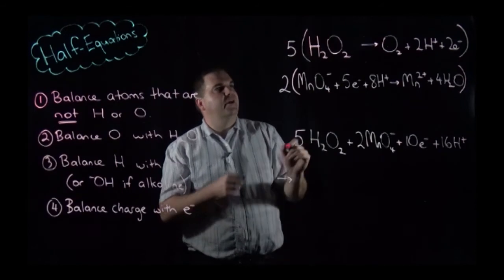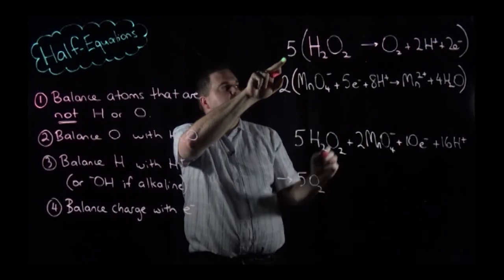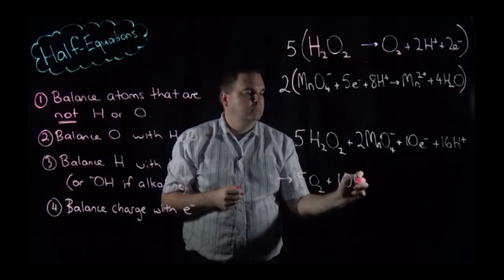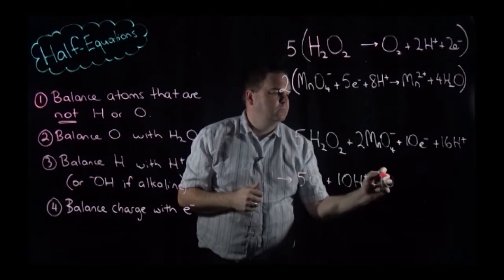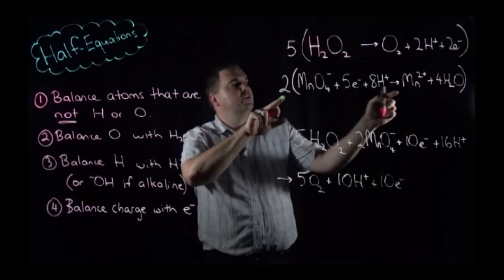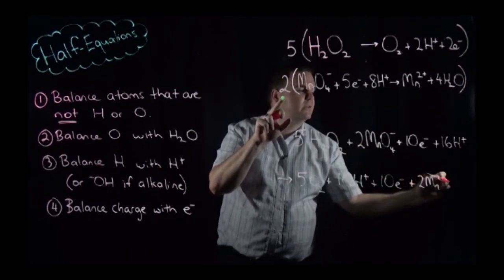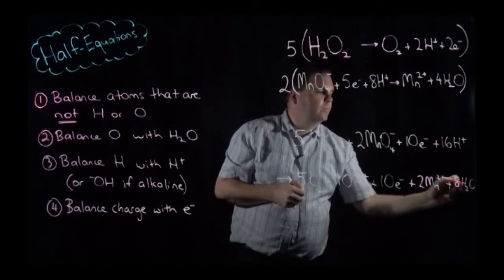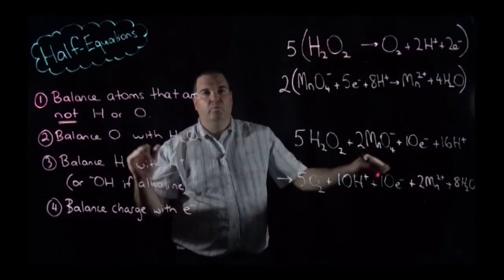On the right-hand side of the arrow, using here, we've got 5 lots of oxygen, 5 lots of O2, we've got 10 lots of H+, and we've got 10 lots of electrons. Then for the bottom bit, we've got 2 lots of Mn2+, and we've got 8 H2O. So you can see why I've tried to go one above the other, but you could do it all in one line, obviously.